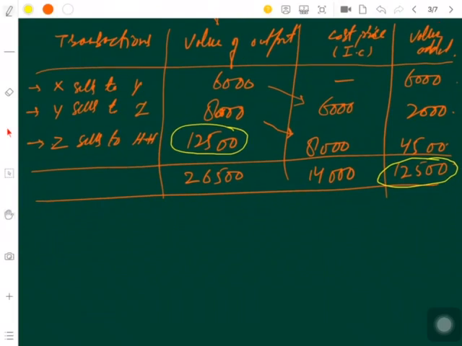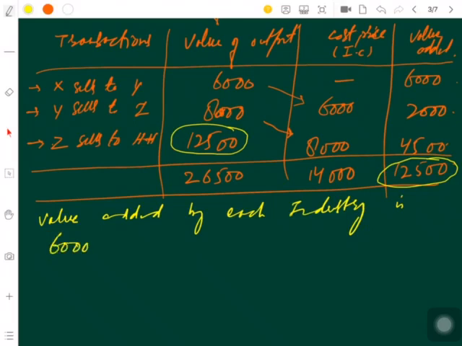I'll use another pen. Value added. Please write it in the same manner if it is being asked in the exams, because proper format means proper marks. So value added by each industry is 6,000, 2,000 and 4,500 respectively.